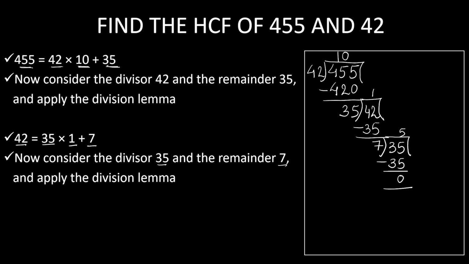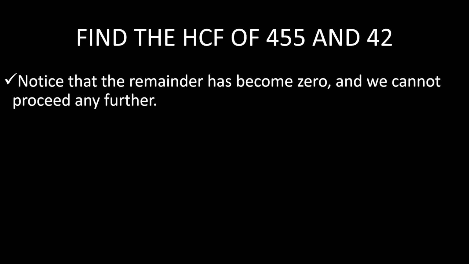So according to Euclid's division lemma, we will write down the statement as 35 is equal to 7 into 5 plus 0. At this process, we will stop the division algorithm. Notice that the remainder has become 0 and we cannot proceed any further. So, at the last step, when you get the remainder as 0, you will stop your procedure over there. You will not go further.